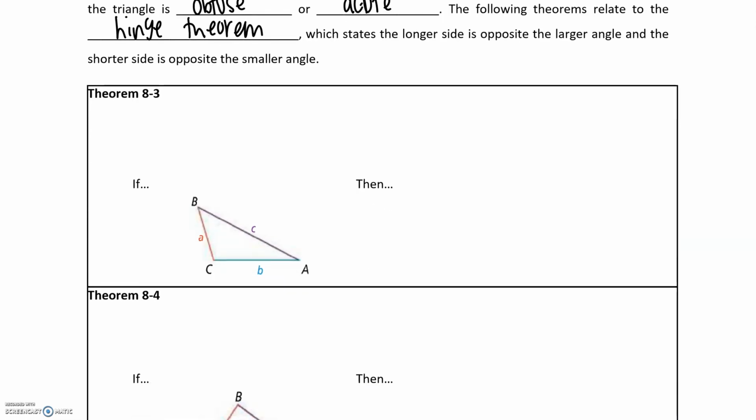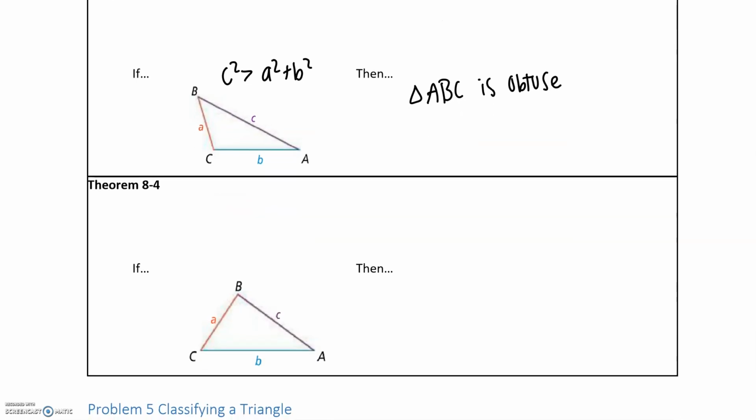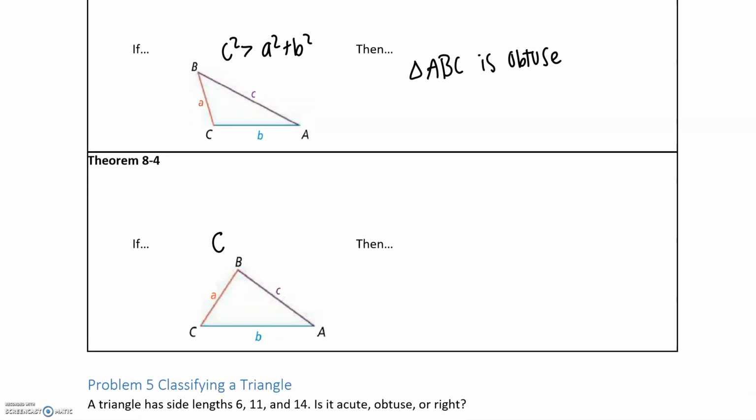Okay, so if we have that c squared is greater than a squared plus b squared, then we have that triangle ABC is obtuse. And likewise, if we have c squared is less than a squared plus b squared, that means that we have triangle ABC is acute.